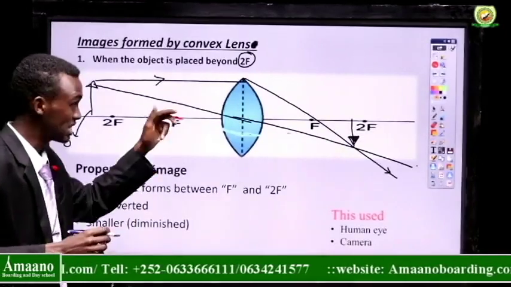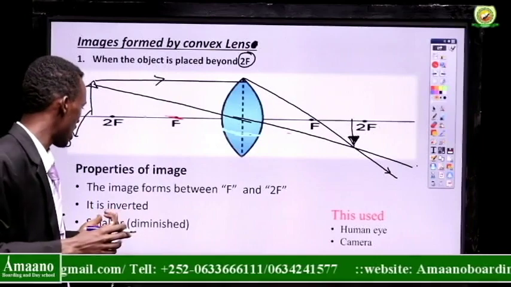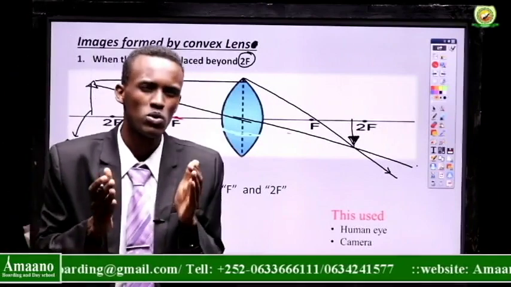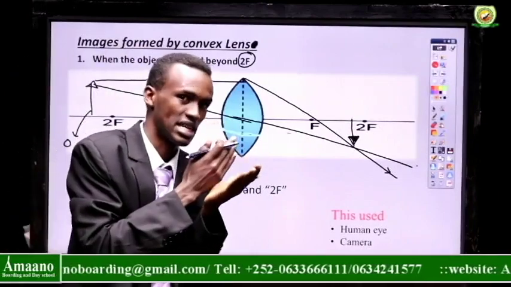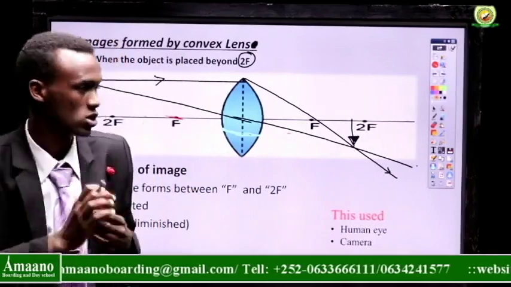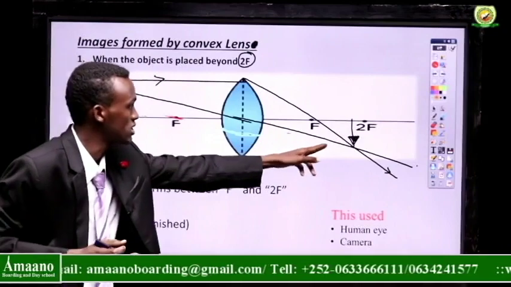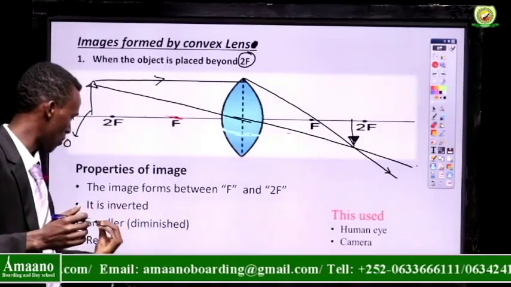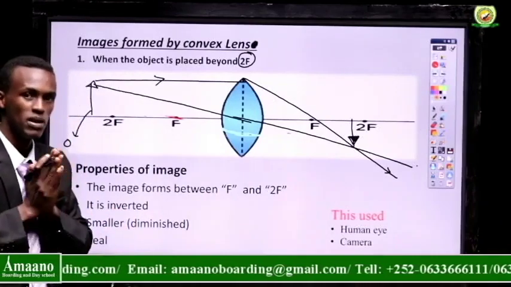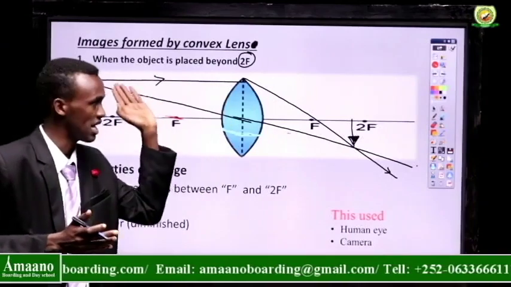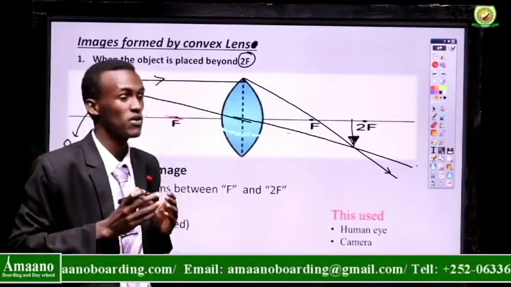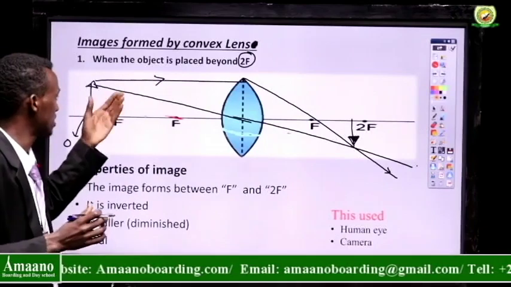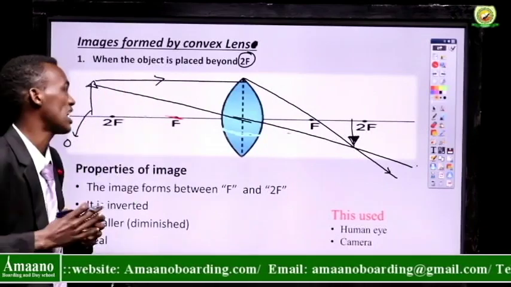It is inverted, and also it is smaller or diminished. The image is near the lens, so it becomes smaller, and also real. If the image forms this side of the lens, it becomes real. But if it forms this side of the lens, it becomes virtual.